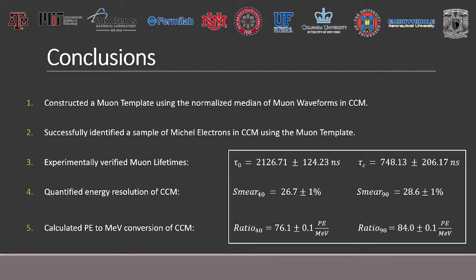So from all of my research, we've concluded a few things. First, we've successfully built a muon template using a normalized median. We identified a sample of Michel electrons in the CCM detector. We experimentally verified the muon lifetimes, showing that we do have a positive sample of Michels. We found the energy resolution of CCM with that smear function of around 26.7%. And we calculated the PE to MeV conversion, effectively calibrating our CCM detector at this energy range. And that's all for me.